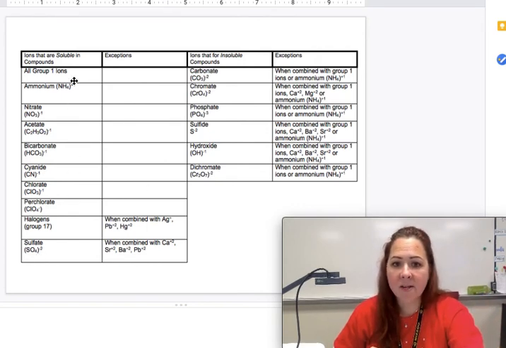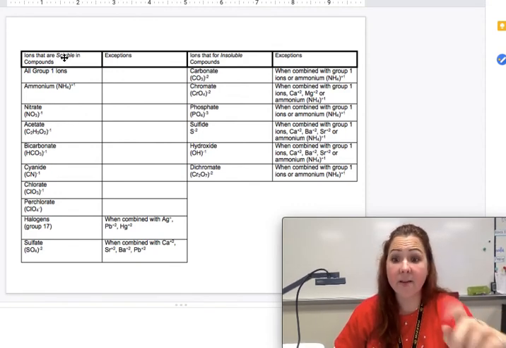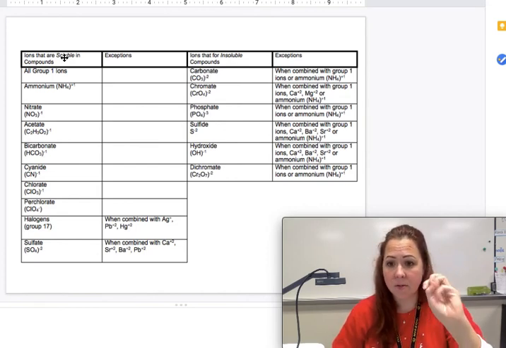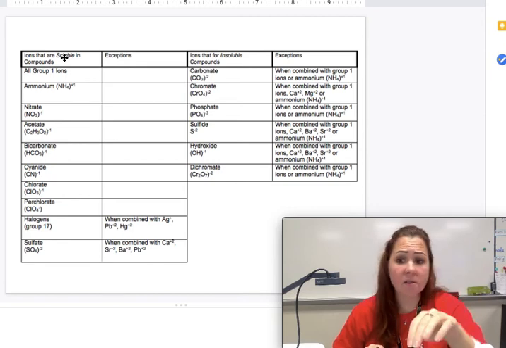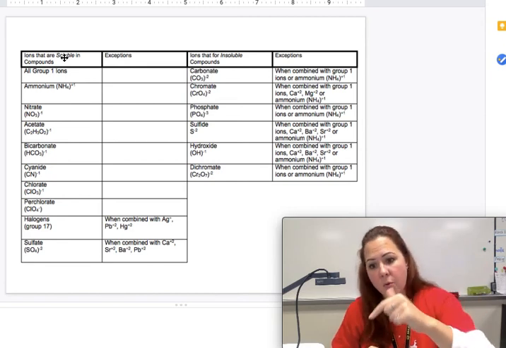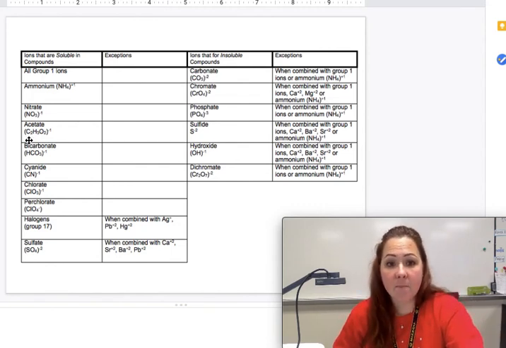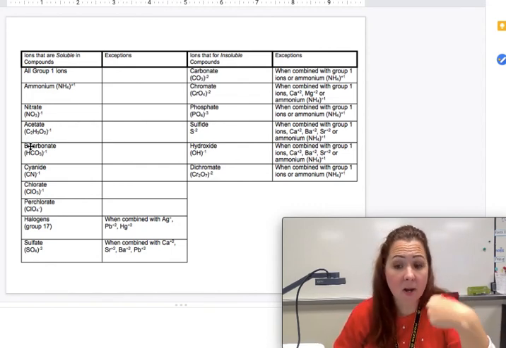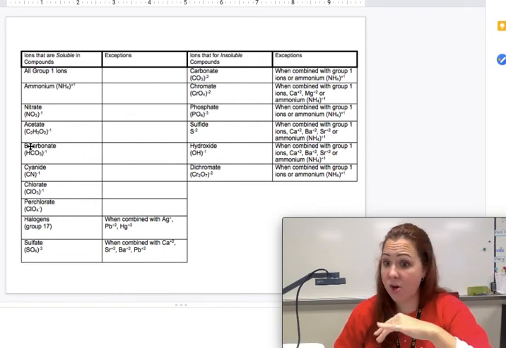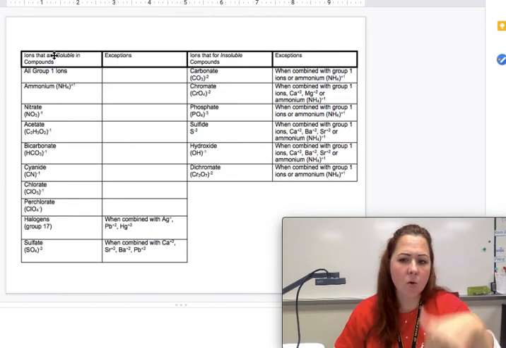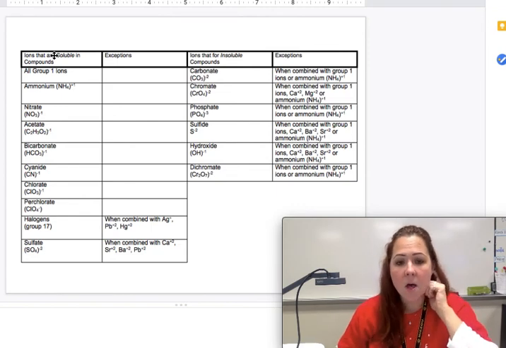Sulfate is always soluble. So sulfate in a formula is always going to dissolve, except when you have calcium, strontium, barium, or lead. If you have any of those four things, it's no longer soluble. We're throwing it to the other side of the chart. It's insoluble. But bicarbonate is always soluble. There's no exceptions to that rule.